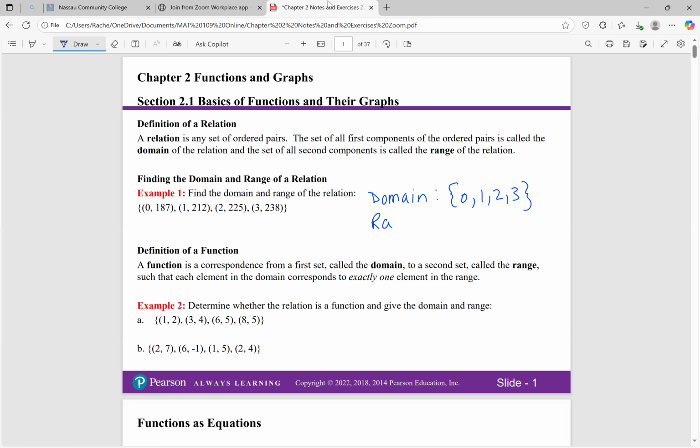And the range is going to be the set of all the second components. So the 187, the 212, 225, and 238. So we'll list them: 187, 212, 225, and 238. So that would be our domain and range of that relation, or that set of ordered pairs.